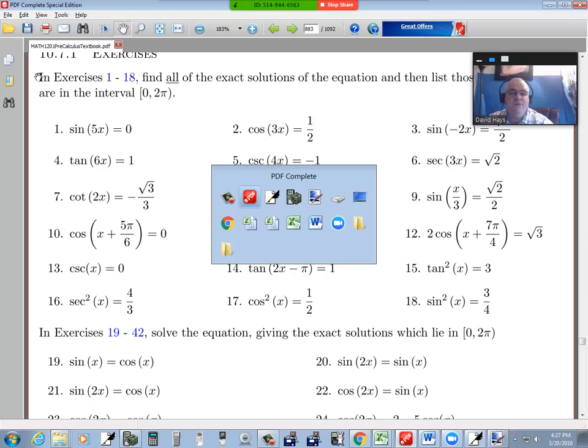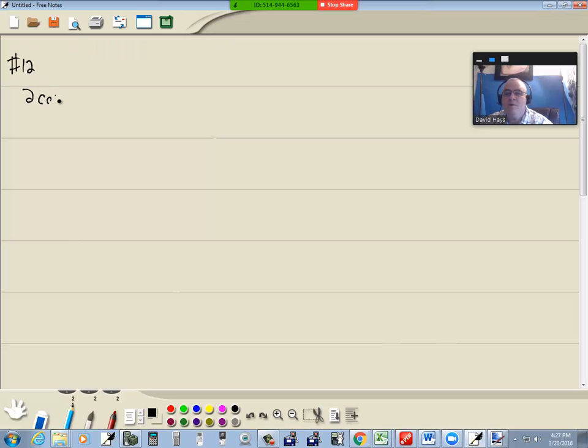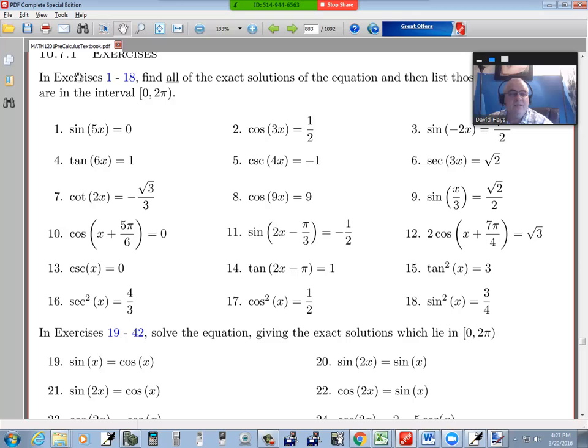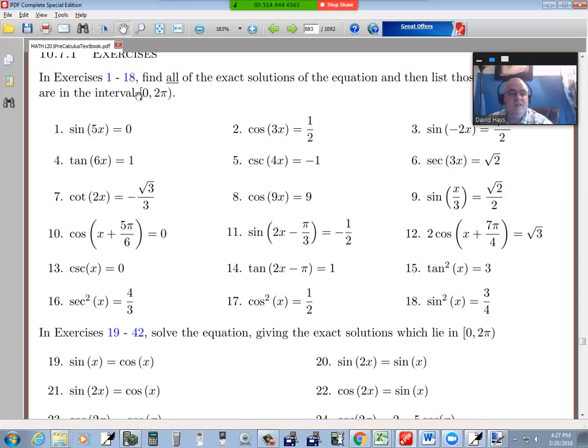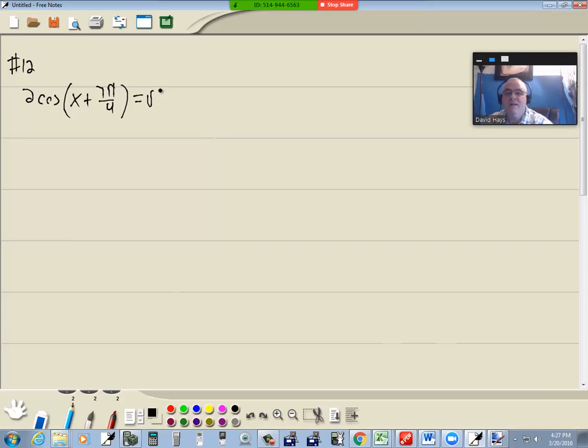Number 12, we got 2 cosine of x plus 7 pi over 4 is equal to square root of 3. Well, first thing we have to do is get cosine by itself. Can't have a number in front of it. So we divide both sides by 2. So I get cosine of x plus 7 pi over 4 is equal to the square root of 3 over 2.